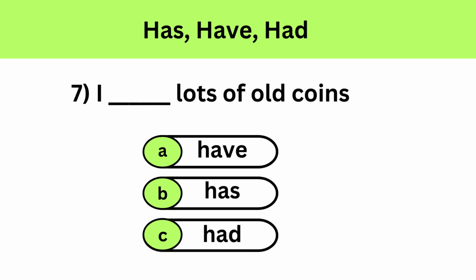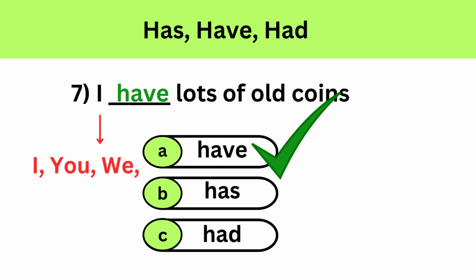Question number 7. I dash lots of old coins. Option A. Have. I have lots of old coins. For subjects like I, you, we, they, we use have.